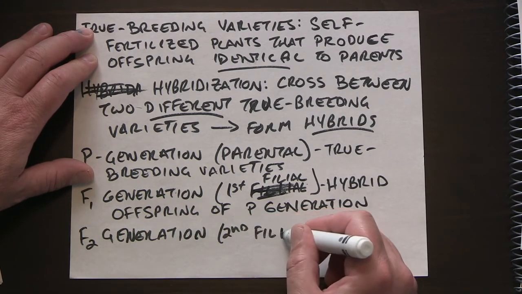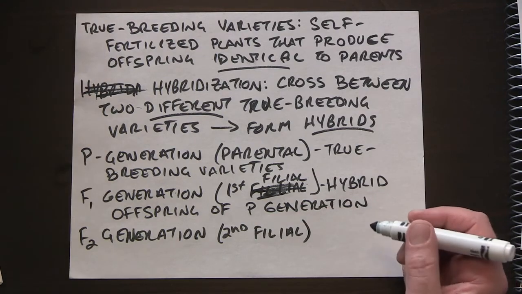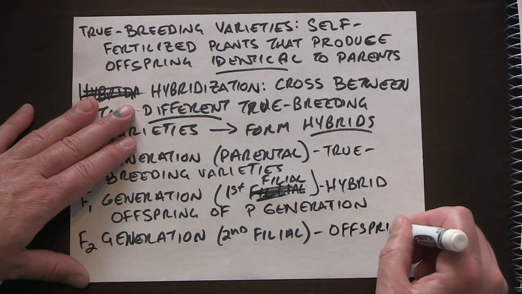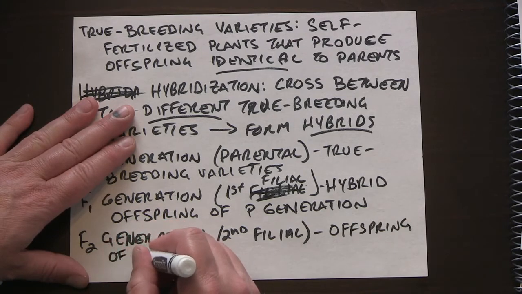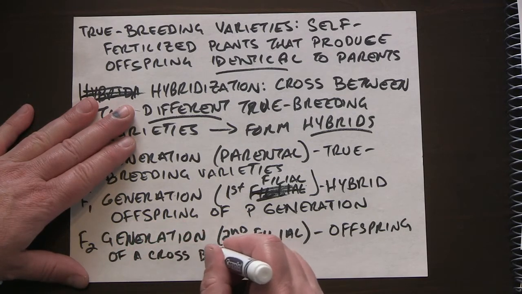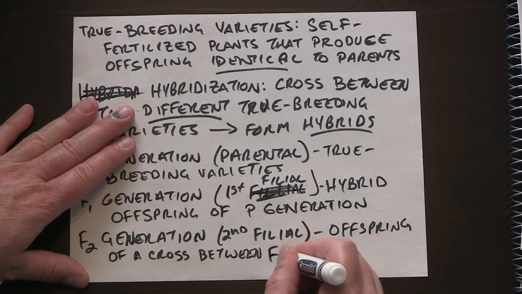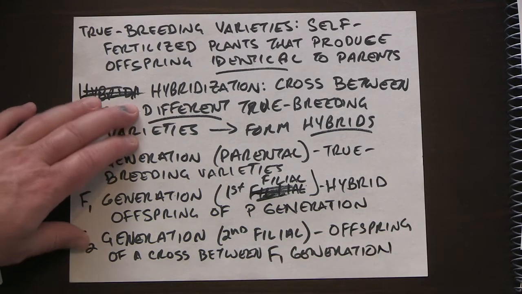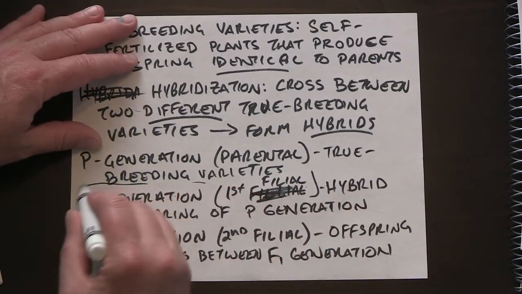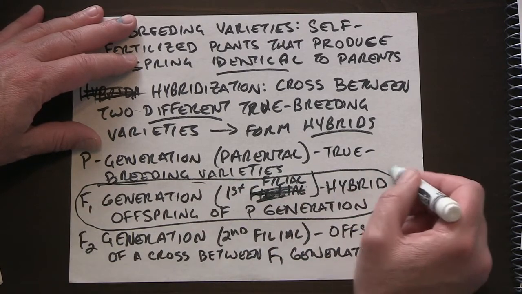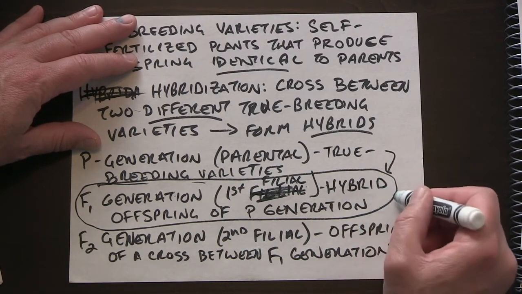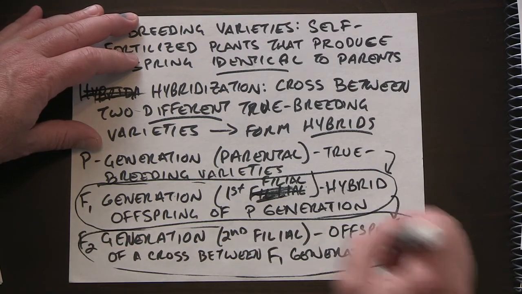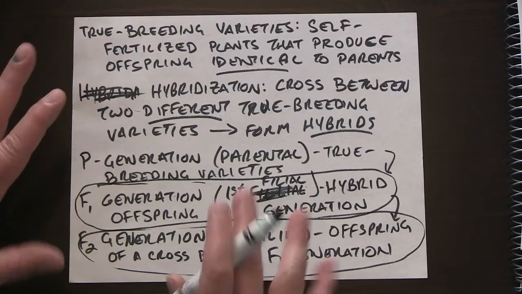The second filial. And this is the offspring of a cross between F1 generation individuals. Okay, F1 generation. So remember, these are going to be hybrids of these. Okay, and then we're going to breed the hybrids together to form the next generation. And if we use these to form another generation, that would probably be either the F3 or now this would be the parental generation. Okay, but let's just for now keep it simple.